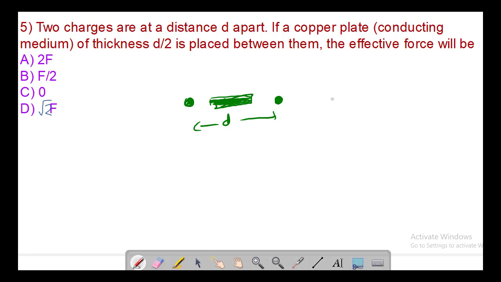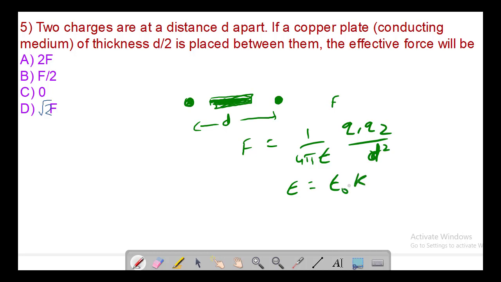So suppose initially the force was F. Now we are introducing this medium. Now force is given by 1 upon 4 pi epsilon q1 q2 upon r square, the distance, or here in this case it is d square. Now I have written here epsilon, not epsilon 0, because we are introducing some medium. If there is no medium, air or vacuum is there, we write epsilon 0. Now epsilon is actually epsilon 0 k. For air and vacuum, k is 1, so we generally write epsilon 0 directly.